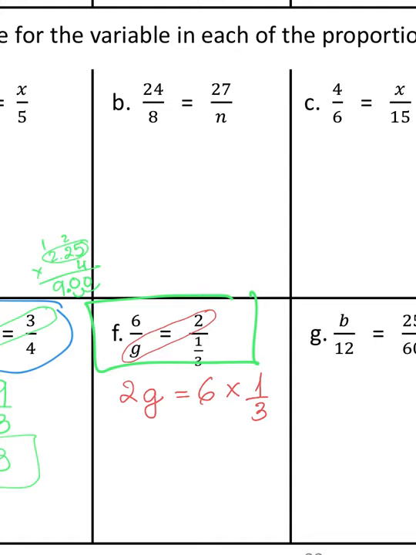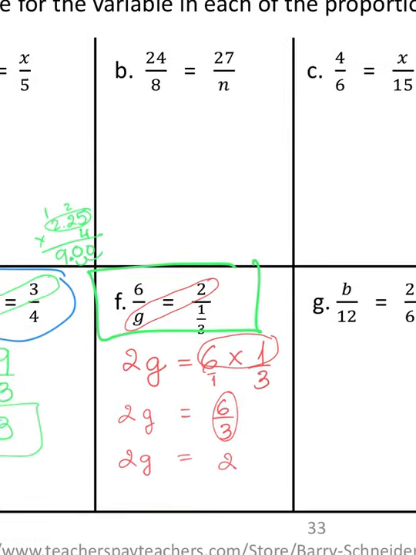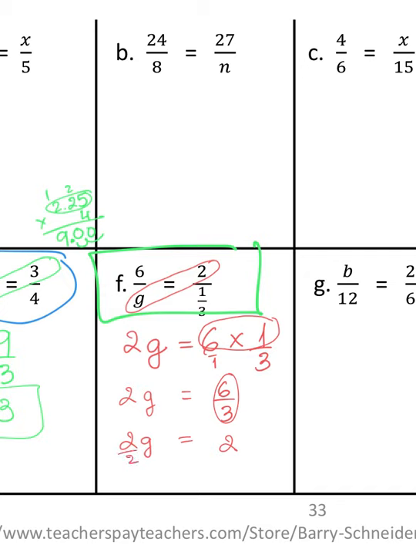Okay, so when you multiply, you multiply the numerators and then the denominators. So 6 means 6 over 1. So 6 times 1 is 6. 1 times 3 is 3. Whatever you don't use, you rewrite it. And you know that 6 over 3 is 2. So 2G equal to 2. I divide by 2 on both sides. So your G will be 2 over 2 is 1. So my G is 1.